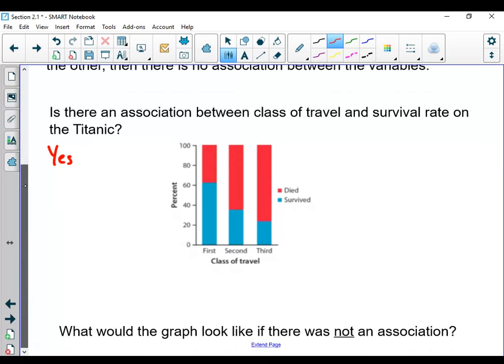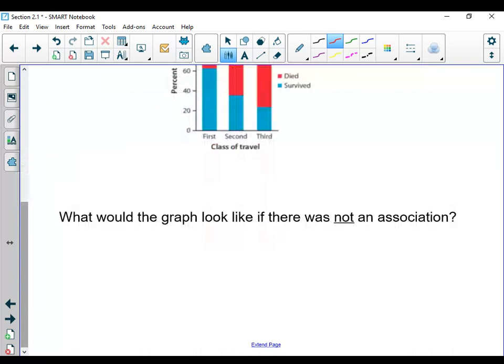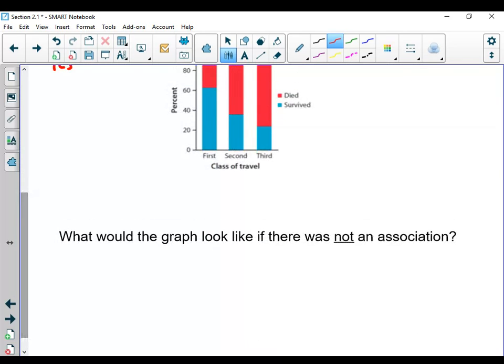Well, what would that graph have to look like if there was not an association? In other words, if I wanted to show somebody that it didn't matter whether they were first, second, or third, what would it have to look like? You could have first be like 60%, second like 70%, and third like 40. Okay, if that happened, and I said you get to choose one of those classes, knowing those percentages, would you choose one over the other? Yeah, probably. So that would go back to having an association.